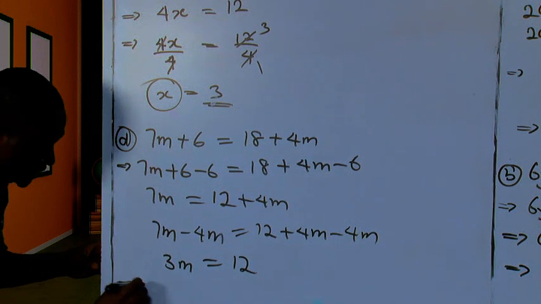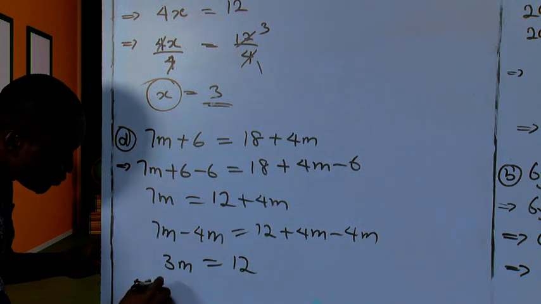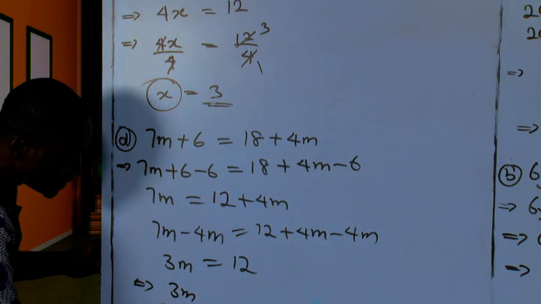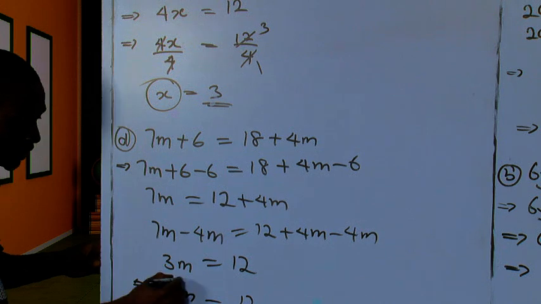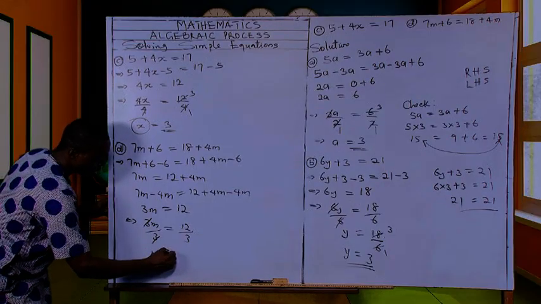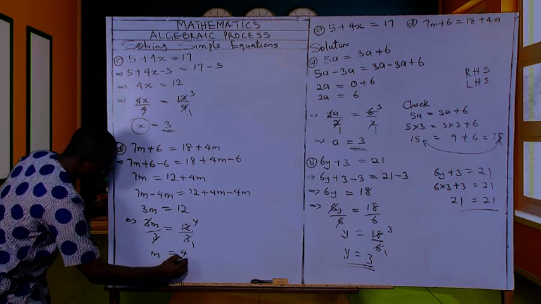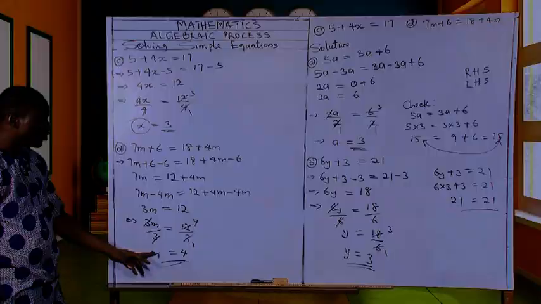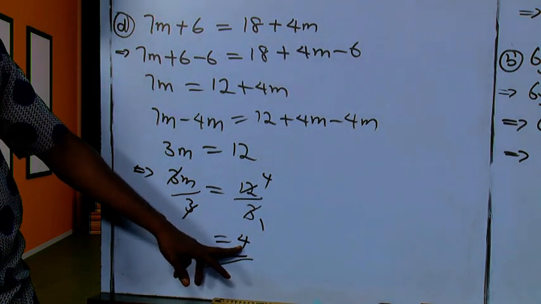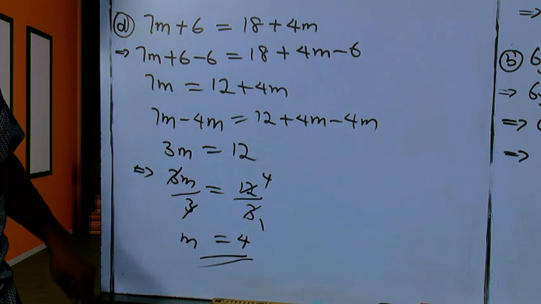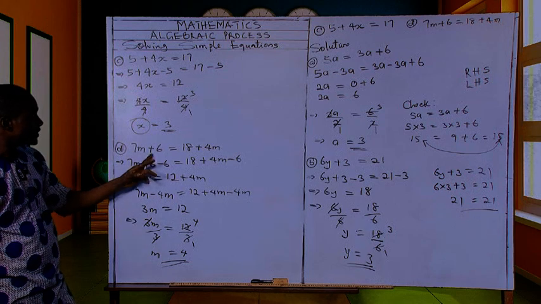For me not to repeat myself, 3m equals 12 will be 3m over 3 equals 12 over 3. We cancel this, and we have m equals 12 over 3, which is 4. The value of the unknown, which is m, equals 4. That is that. Let's test to see.